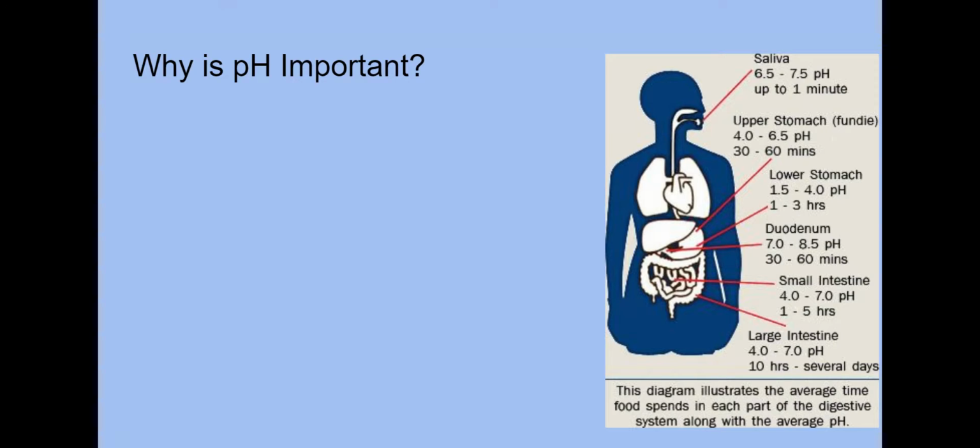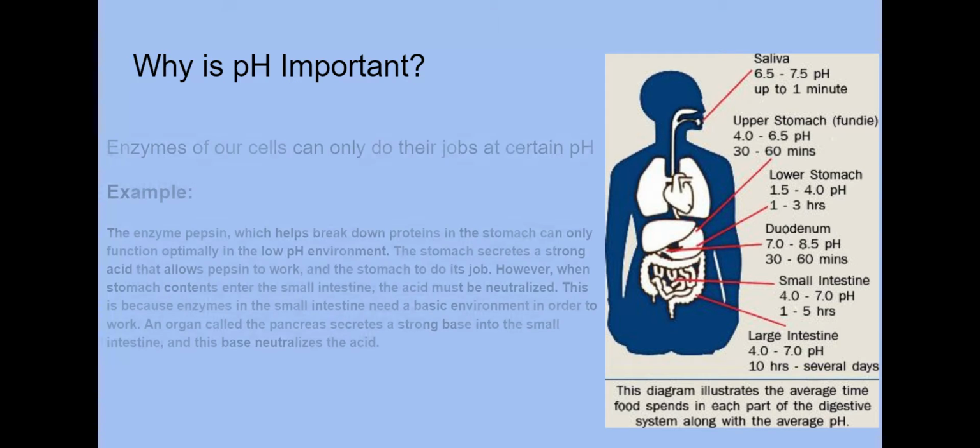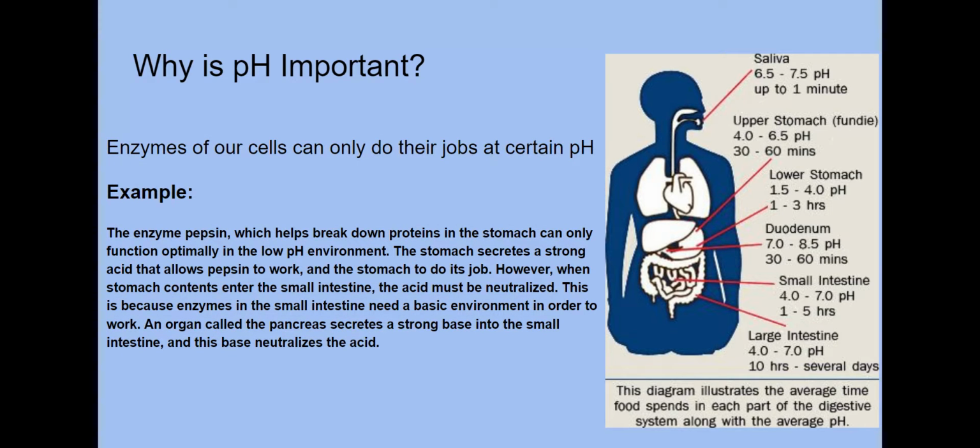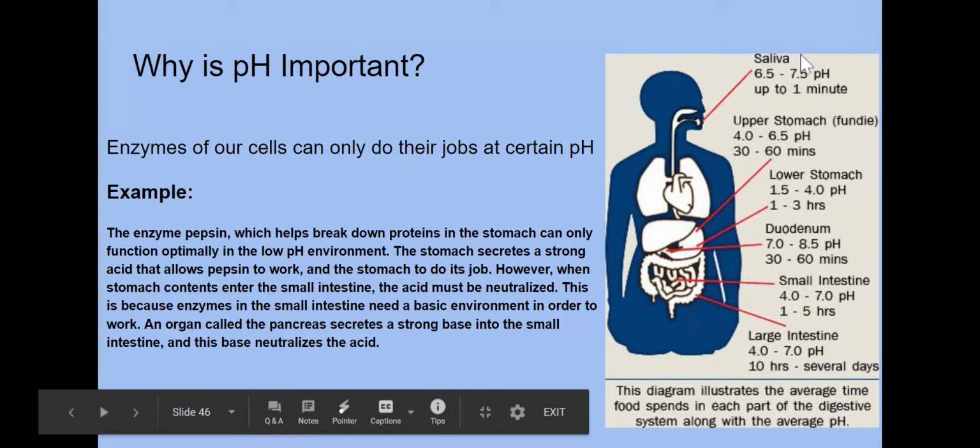Who cares about pH? Well, pH matters a lot because the pH allows certain enzymes in our body to work in certain places. For example, we have enzymes which speed up reactions and help break down food in all different parts of our digestive system. In our mouth, we have to have a neutral type of pH because the enzymes that work in our mouth only work at a neutral pH. So our saliva or our spit has a pH of between 6.5 and 7.5.